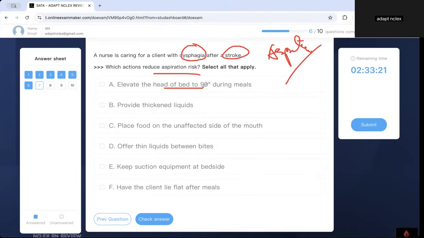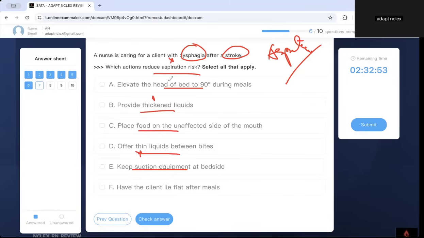Elevate the head of the bed to 90 degrees during what? Meals. What do you think? Provide them thick liquid. Why thick? Food placed on the unaffected side of the mouth. Maybe one side is paralyzed. Offer thin liquid between bites. What do you think? Why did they say thick and then now thin? Something is not right. Keep suction equipment at bedside.